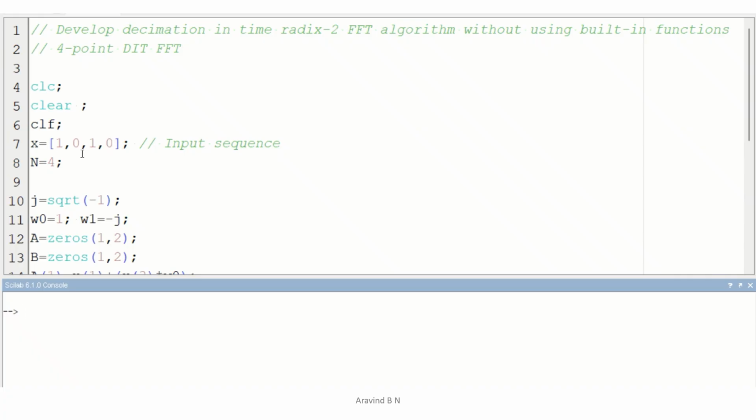So starting, we are going to consider for which value we need to identify the FFT, then number of points, then we are going to define the twiddle factor, and the j is going to have the value square root of -1, and we are going to have two twiddle factor values omega 4 power 0 and omega 4 power 1. So omega 4 power 0 is taken as w0 and that will be 1. Omega 4 power 1 is taken as minus j and represented as w1. That will be used further.